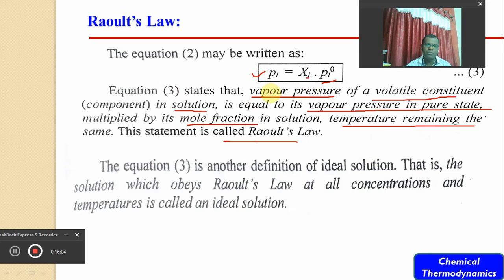So this equation 3 is called Raoult's law, or it is the statement for Raoult's law, and that's why equation number 3 is another definition of an ideal solution. And that simple definition is that the solution which obeys Raoult's law at all concentrations and temperatures is called an ideal solution. It means that the solution which obeys Raoult's law at all concentrations and temperatures is called an ideal solution.